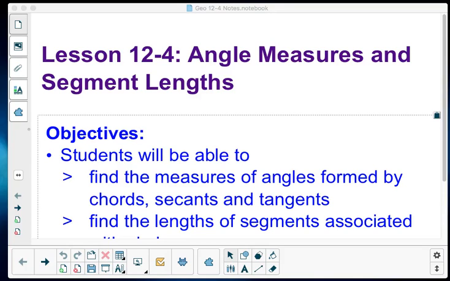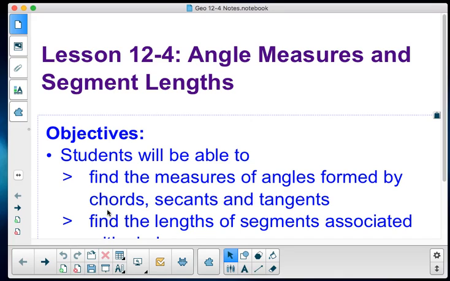Okay, these notes are Geometry 12.4. This lesson is for angle measures and segment lengths. The objective today: students will be able to find the measure of angles formed by chords, secants, and tangents.